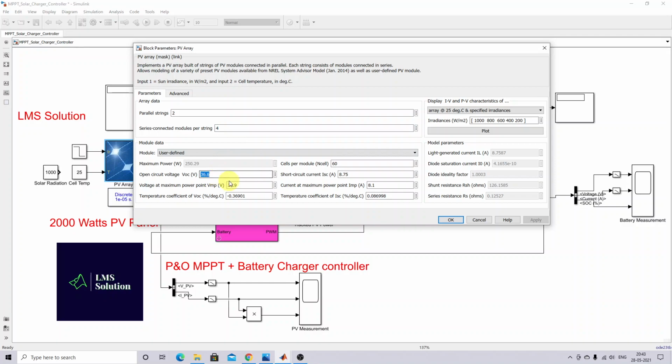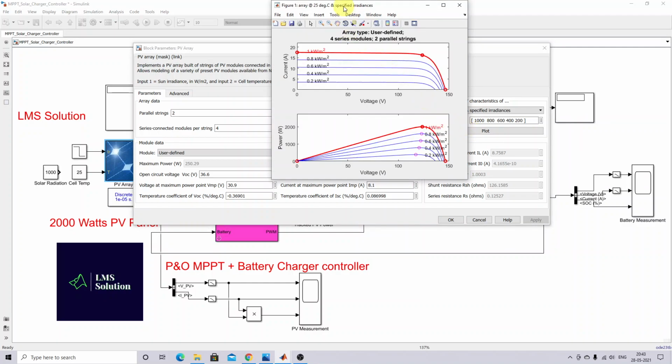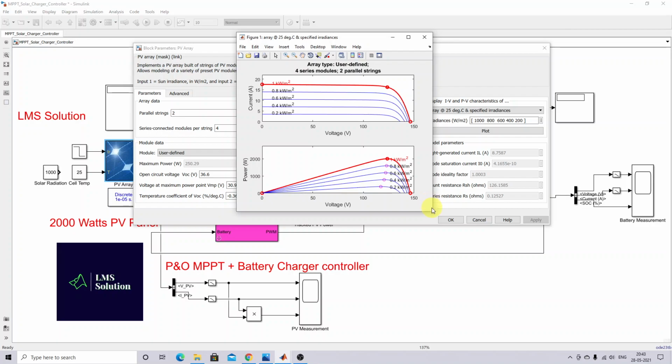So this is the rating of a single panel. The open circuit voltage is around 36.6 and the voltage at maximum power point is 30.9, and then short circuit current is 8.75 and current at maximum power point is 8.1. And then I'm going to plot the PV and IV characteristics of the considered panel.